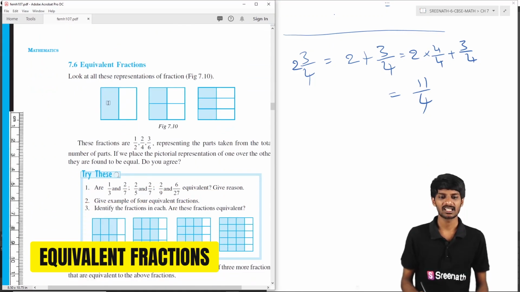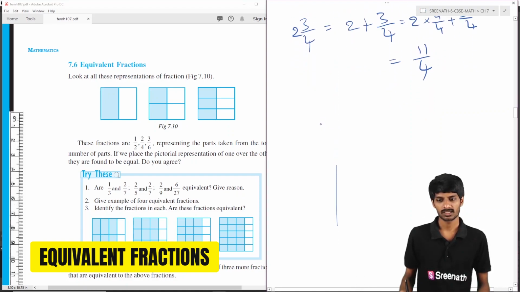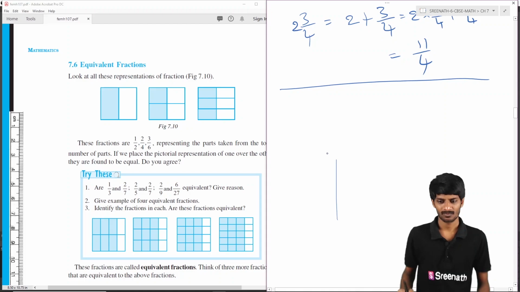So the next thing is equivalent fractions. What are equivalent fractions, students?